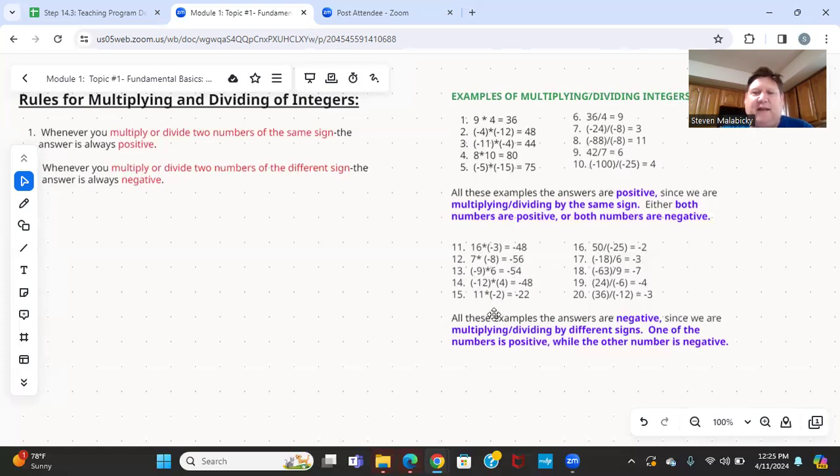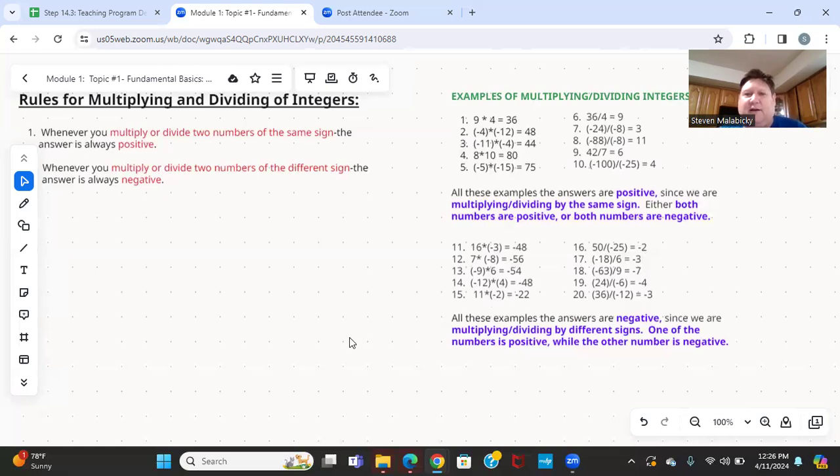Some people look at number 15. Some people think, like adding and subtracting, that the bigger number matters. It does not matter for multiplying and dividing. So 11 times negative 2. Some people will say this is a positive 22 because 11 is a bigger number. That's not the rule for multiplying or dividing. One's positive, one's negative. The answer is always going to be negative.